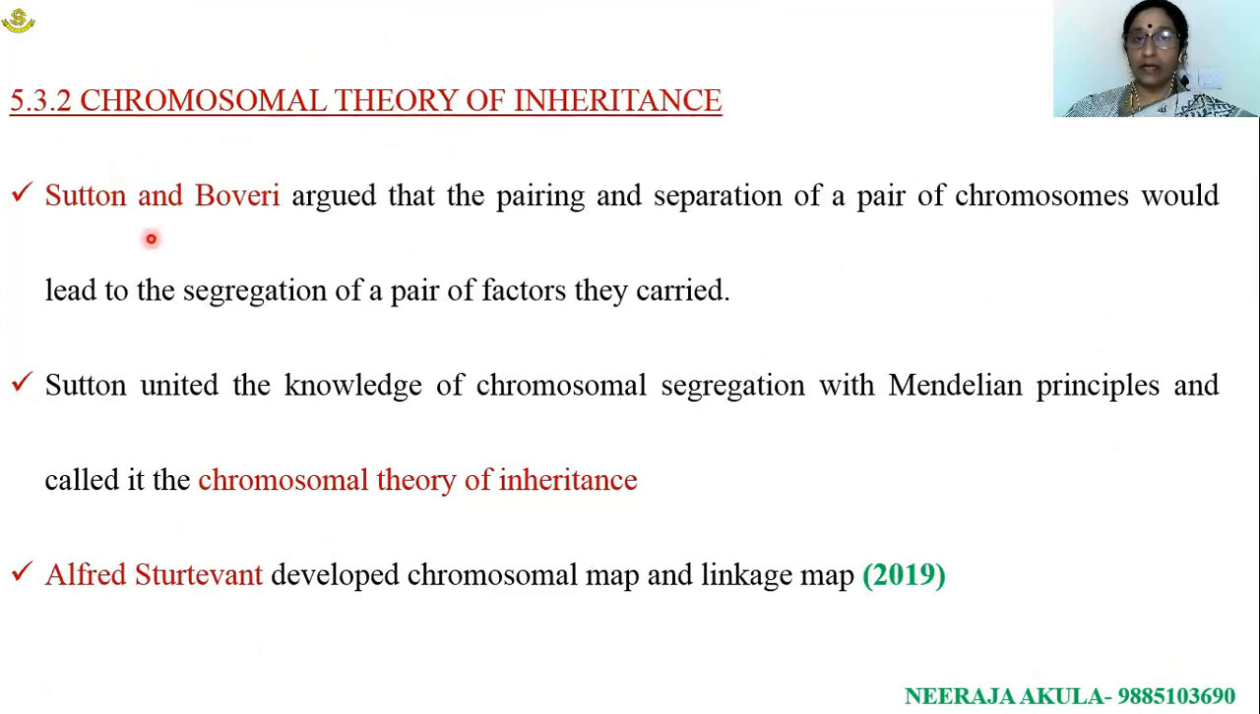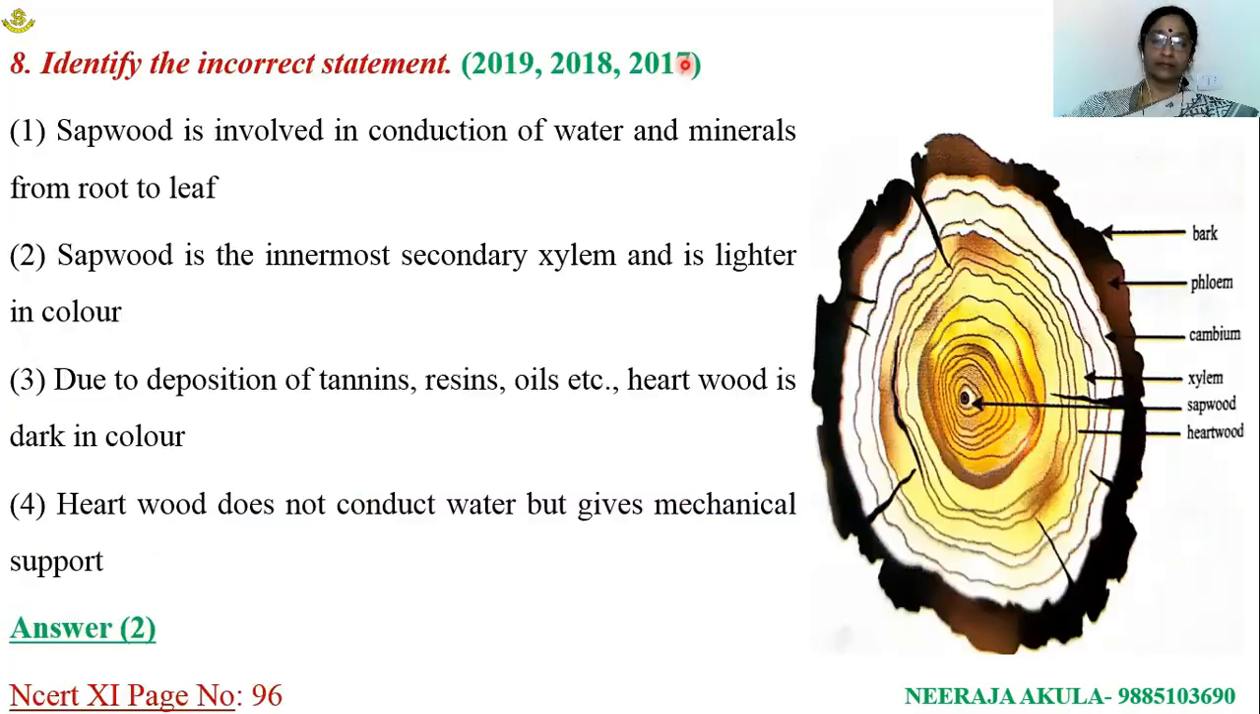Chromosomal theory of inheritance. Sutton and Boveri argue that pairing and separation of a pair of chromosomes will lead to segregation of the pair of factors they carried. During gamete formation, pairing of homologous chromosomes takes place. During meiosis I, segregation of these chromosomes occurs, as well as the factors which are associated with those chromosomes.